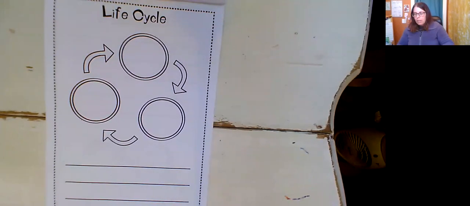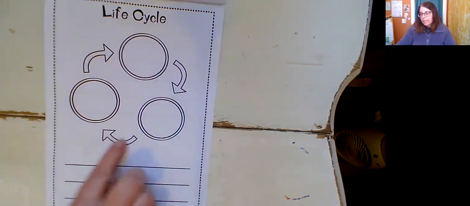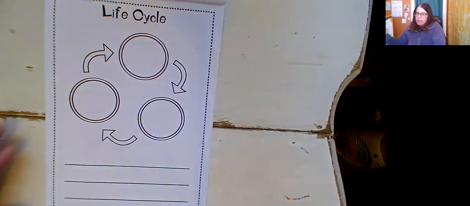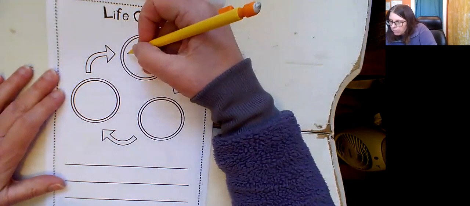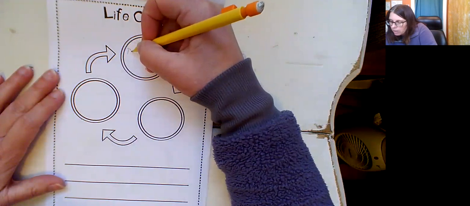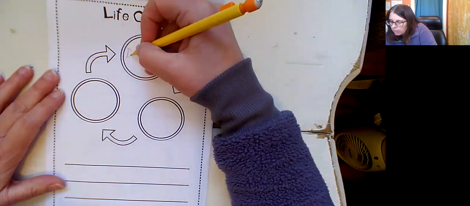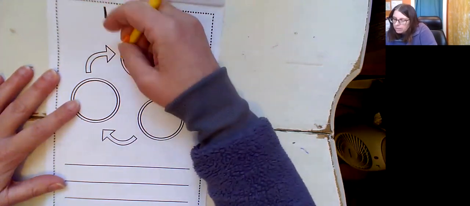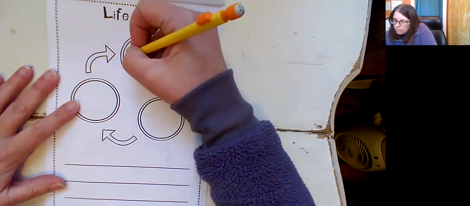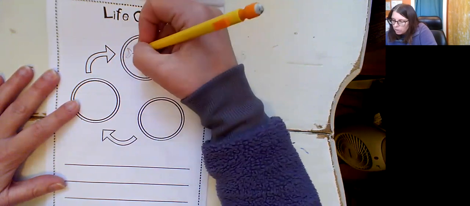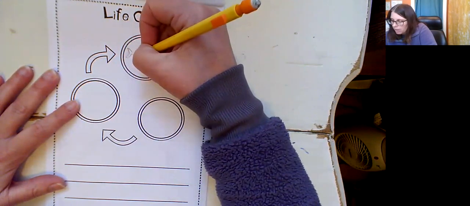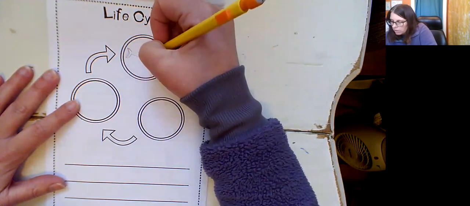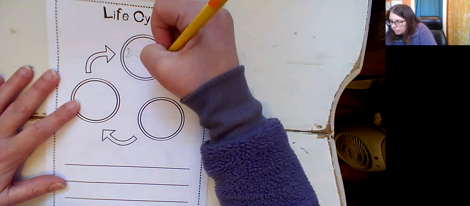So you can start in any one, because see how it's a cycle and they go around and around. But I'm going to start up here with the adult. Okay, so I'm going to start by drawing the tail. Maybe I'll draw it in a little bit more. So I'm going to draw the adult. So in that first box, go ahead and draw the adult whale, the adult gray whale.